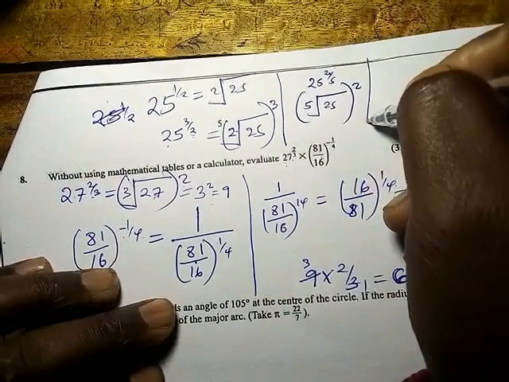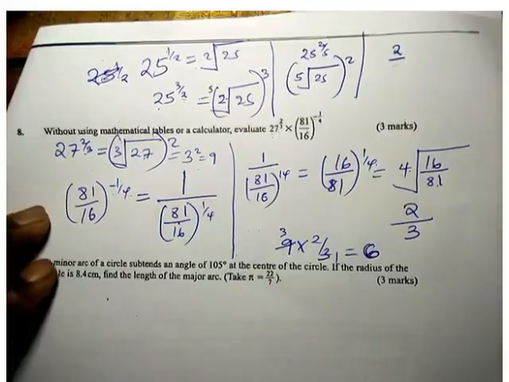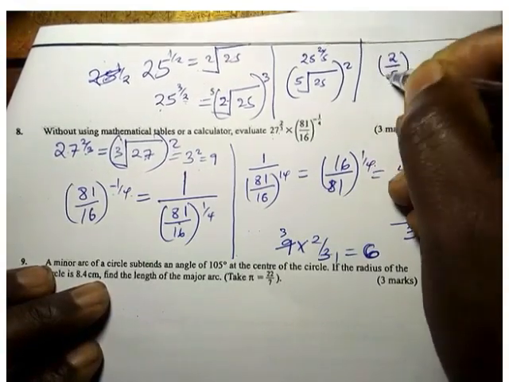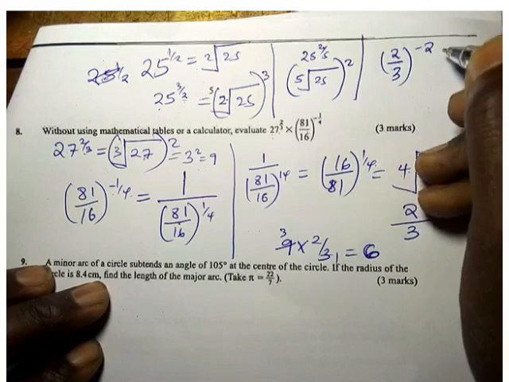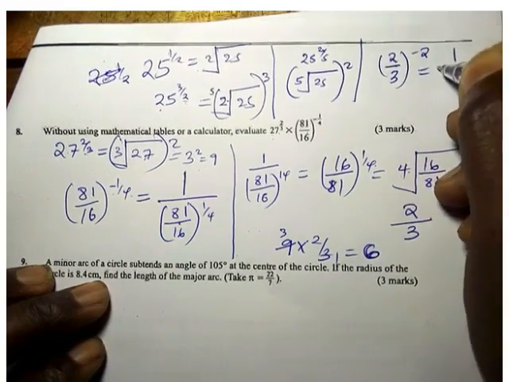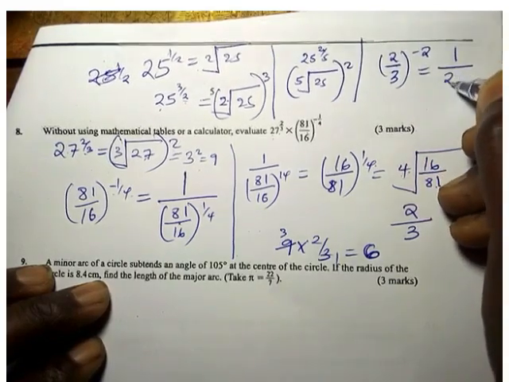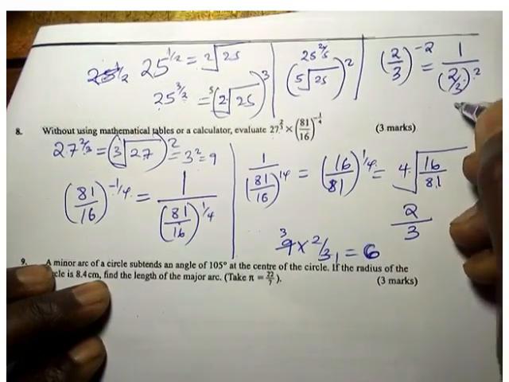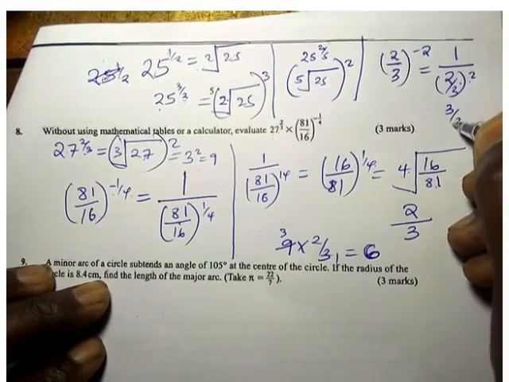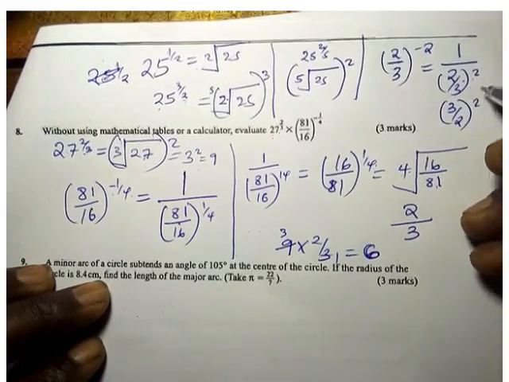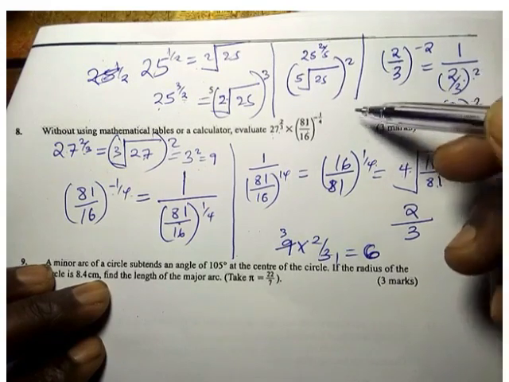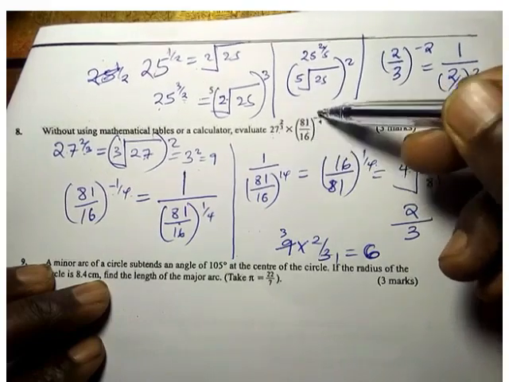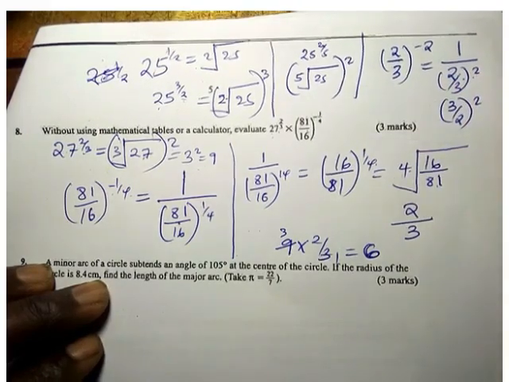When you have a number like 2 over 3 raised to power negative 2, it is simply the same as 1 over 2 over 3 raised to power 2 positive. So this is actually the same as 3 over 2 raised to power 2, the reciprocal. So when you see a number with a negative power, the only thing you do is flip it to the top and make the power positive. Then you are done.